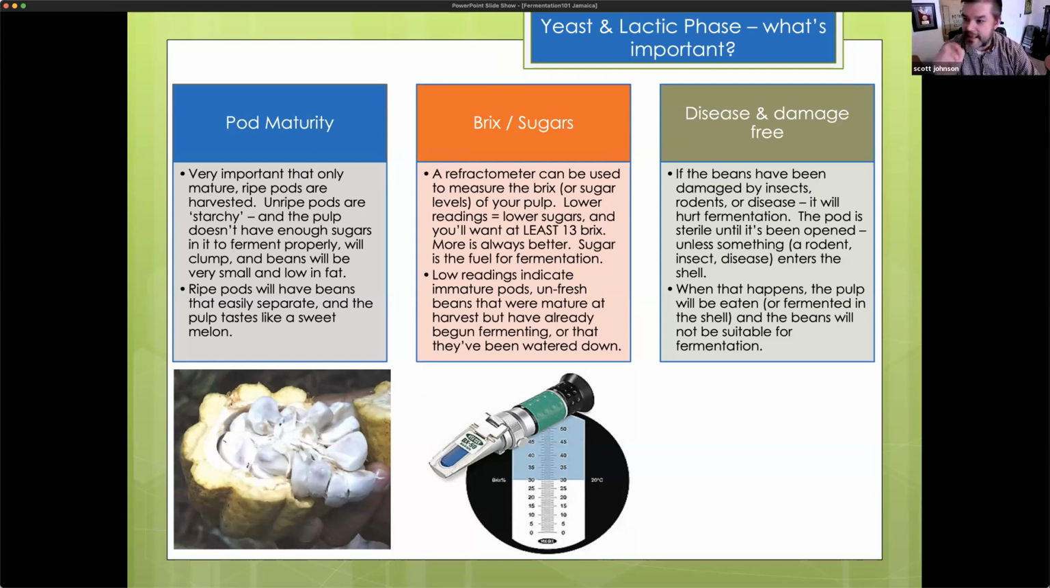If it's less than that, what that's telling me is that something has gone wrong. Either your pod is not mature and it needs to spend more time on the tree, or there's an infestation and a real disease issue where something has gotten inside your pod and has already started to, quote, eat the sugar that's in your cocoa beans. And now what's left is insufficient for us to have a good fermentation.